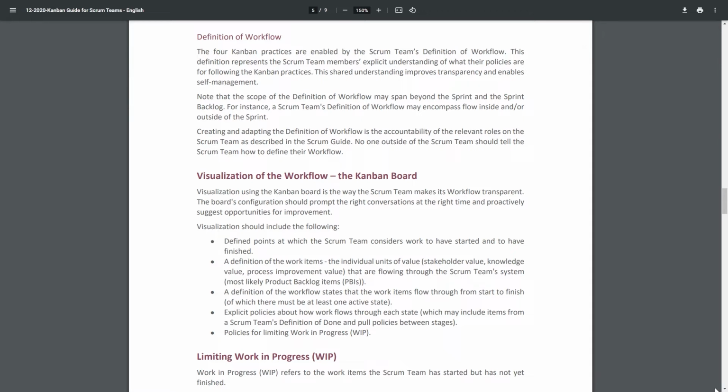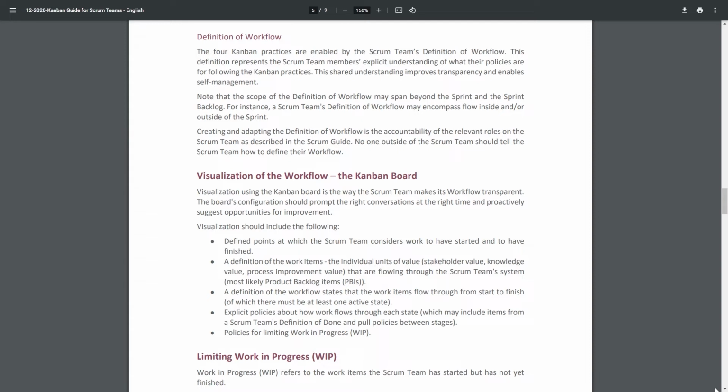Note that the scope of the definition of workflow may span beyond the sprint and the sprint backlog. For instance, a Scrum team's definition of workflow may encompass the flow inside and/or outside of the sprint. Creating and adapting the definition of workflow is the accountability of the relevant roles on the Scrum team as described in the Scrum Guide. No one outside of the Scrum team should tell the Scrum team how to define their workflow. Visualization of the workflow. The Kanban board.